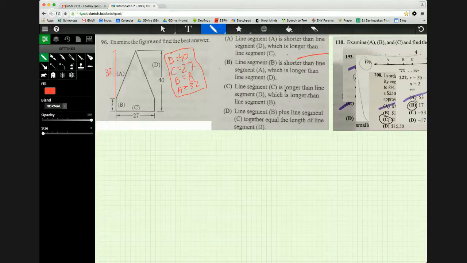Line segment C is longer than line segment D. Well, no, that's not true. C is 27 and D is 40, so that's not true. So that one's not true.